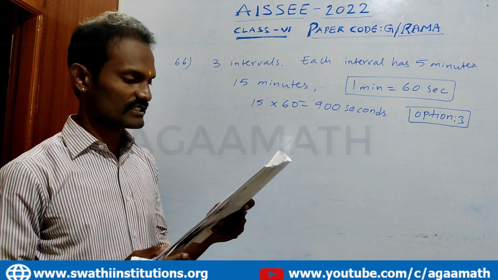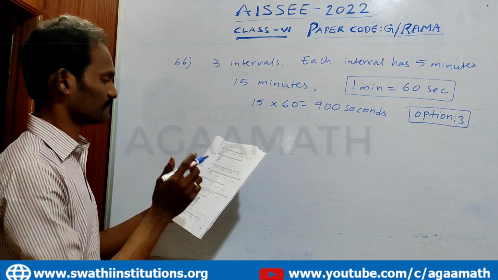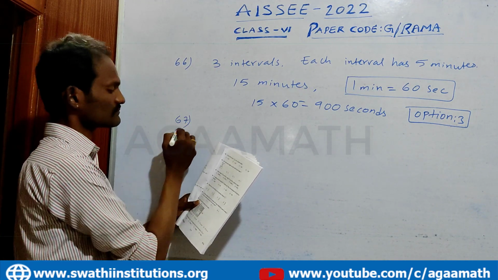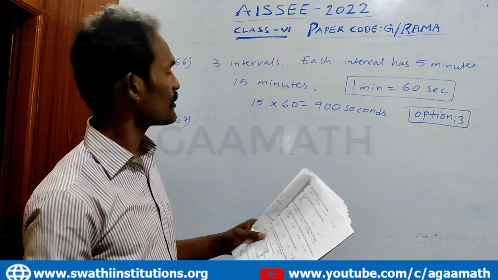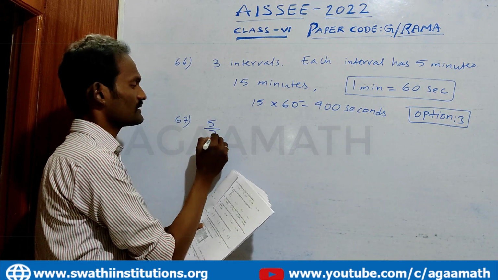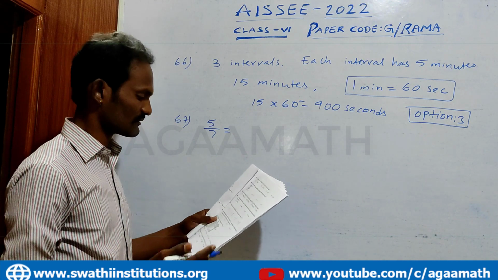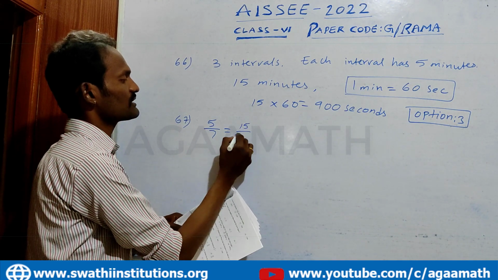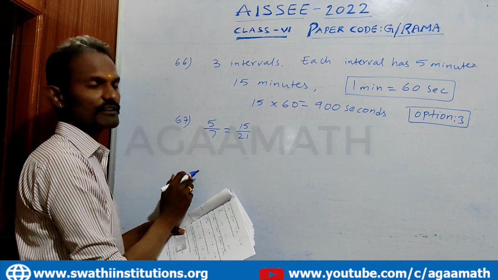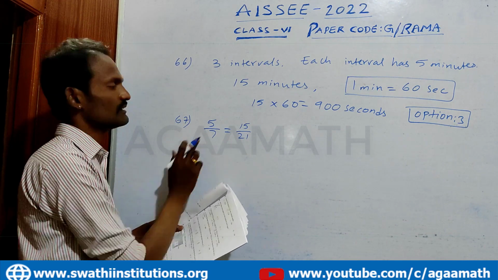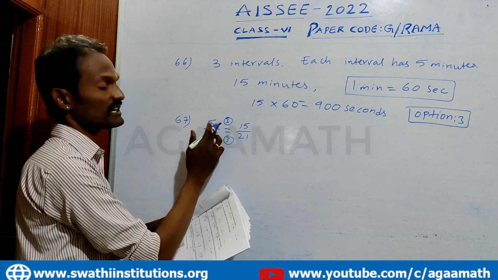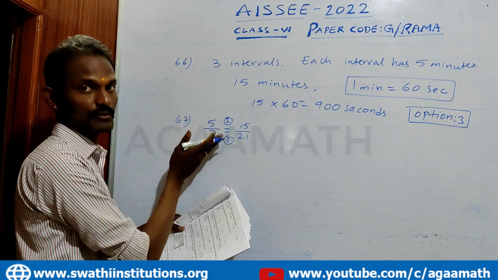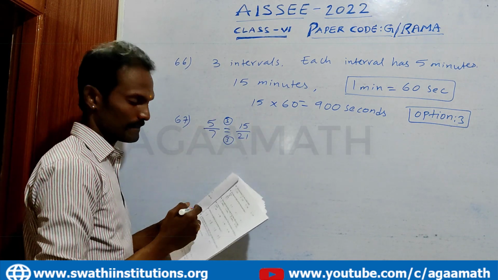Okay. Now let us see the next, 67. Which one of the following is not an equivalent fraction of 5/7? Which is not equal to 5/7? The first is 15/21, the first option. We will check whether these are equal or not. 5 times 3, 7 times 3. Both numerator and denominator are multiplied by the same number, so they are equal.